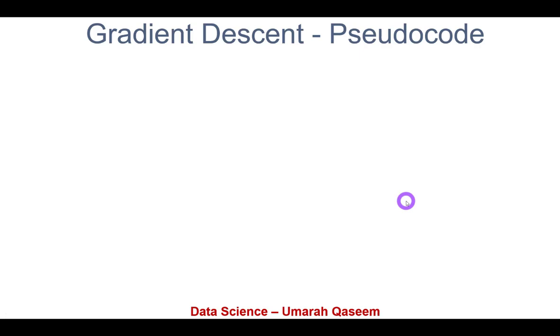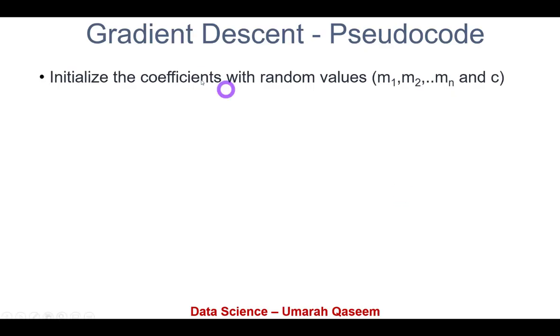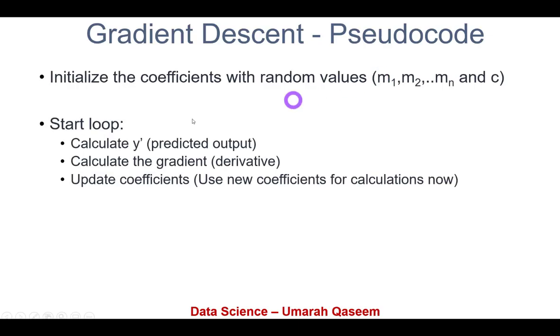The pseudocode for the gradient descent algorithm is, first of all, we initialize the coefficients with random values, right? It's better to start them with random values instead of 0 values. After initializing, we start the loop, and then we calculate the predicted output, and then we have to find the derivative of the slope, right, with respect to the coefficients. Then we update the coefficients, and we use these new coefficients for the calculation. That means we start the loop all over again using the new coefficients, right? And how do we update the coefficients? There is a formula for that. After showing this pseudocode, let me show you how to update the coefficients.